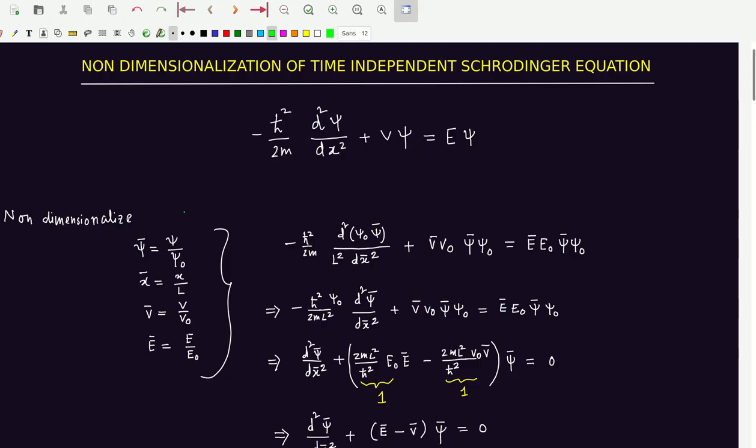Now we insert all these objects in the Schrödinger equation. Here psi is psi 0 psi bar, x is x bar L, v is v0 v bar, e is e bar e0, and psi is psi bar psi 0.